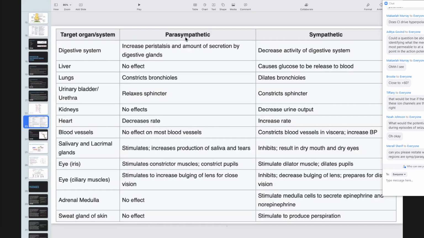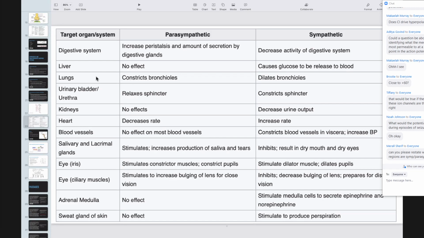If we want to look at what the parasympathetic and sympathetic nervous systems do to each organ, take the digestive system. Parasympathetic increases peristalsis. What's peristalsis? We'll talk about that in like 3 weeks. If sympathetic is active, you're going to decrease activity of the digestive system, because if you're running for your life, why expend energy digesting food? You don't need that.